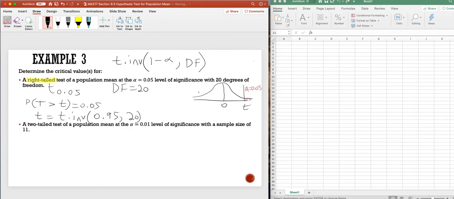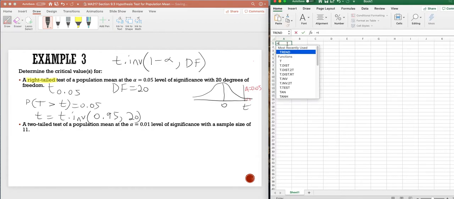So if we toss this into Excel as I will model here on the right, this will equal T.INV of 0.95 comma 20. And this gives us a t-statistic that rounds to 1.72.